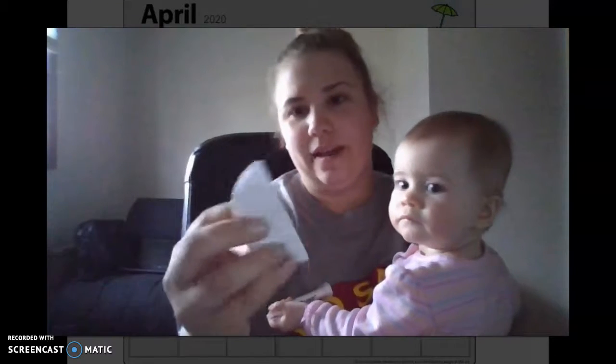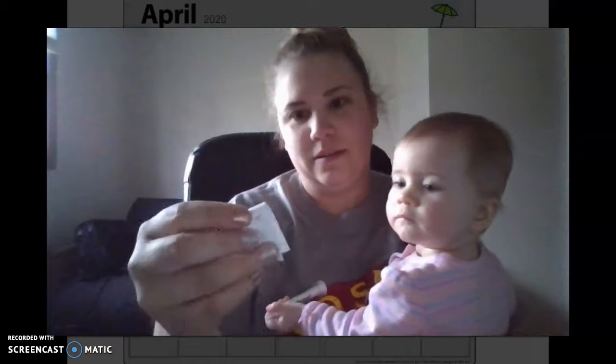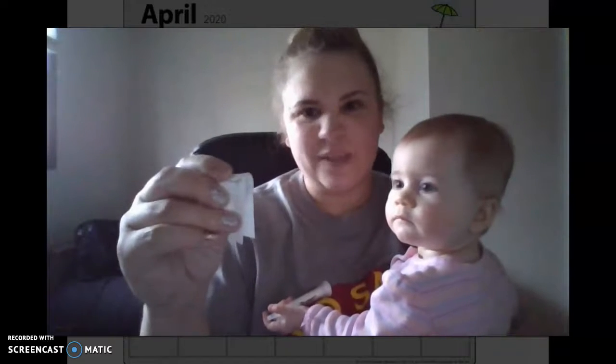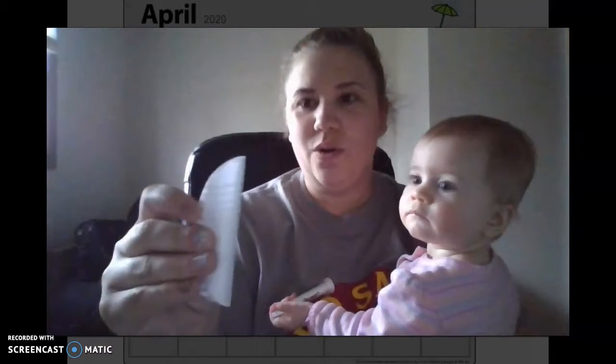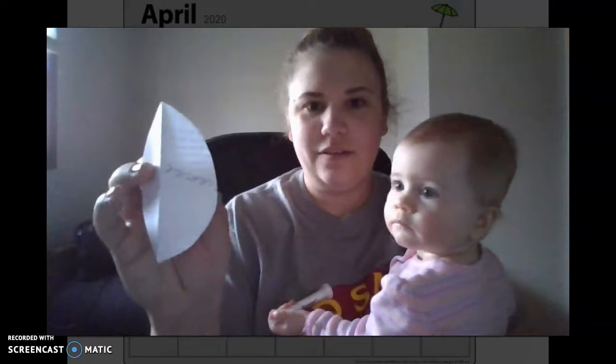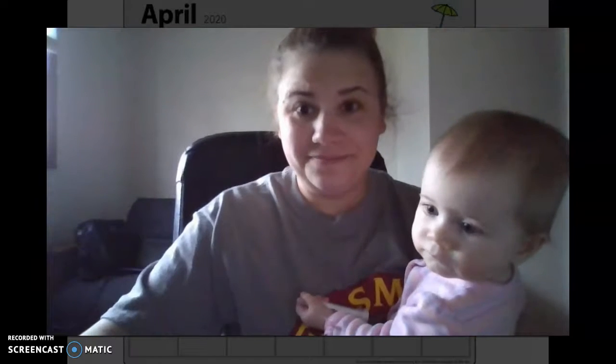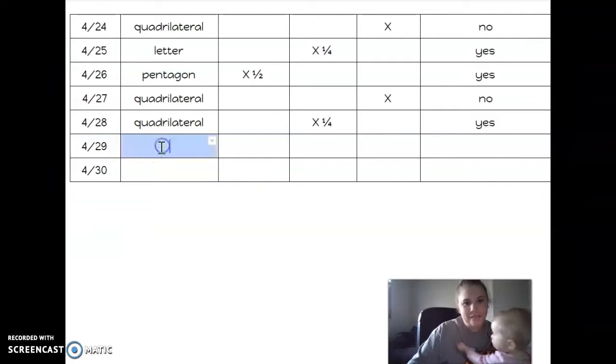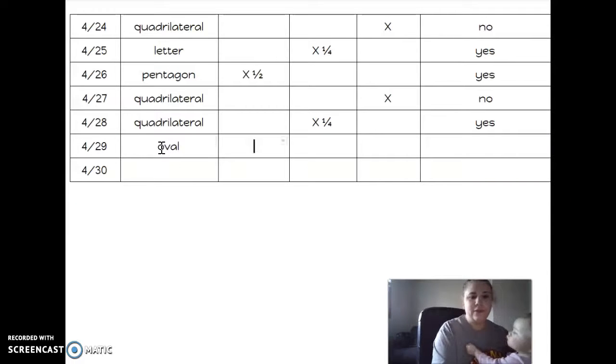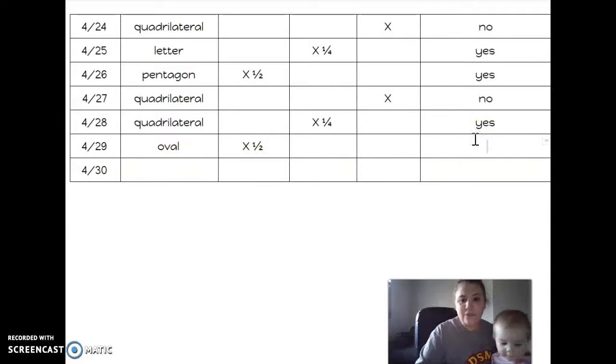It's symmetrical that way, but it wouldn't be this way. So it is only symmetrical in halves. Let's log that in our chart. So we have an oval today. It is symmetrical in two, so just in halves. Doesn't go any further, and yes, it is symmetrical.